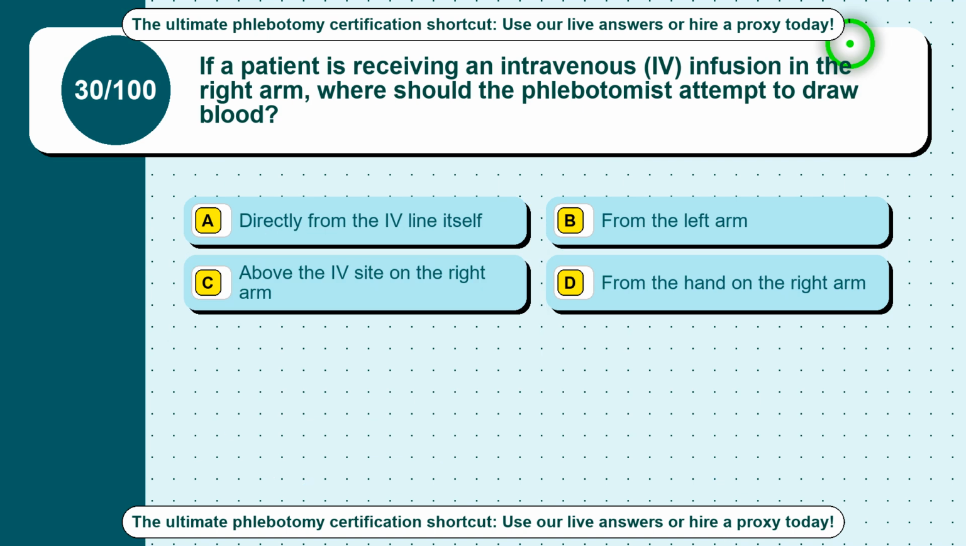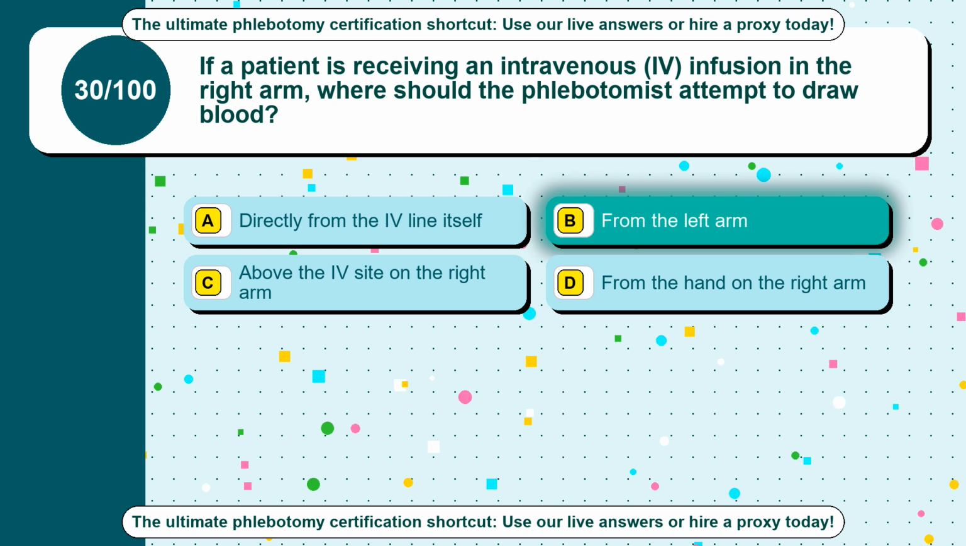Question 30. If a patient is receiving an intravenous infusion in the right arm, where should the phlebotomist attempt to draw blood? Option A, directly from the IV line itself. Option B, from the left arm. Option C, above the IV site on the right arm. Option D, from the hand on the right arm. The correct answer is option B, from the left arm.